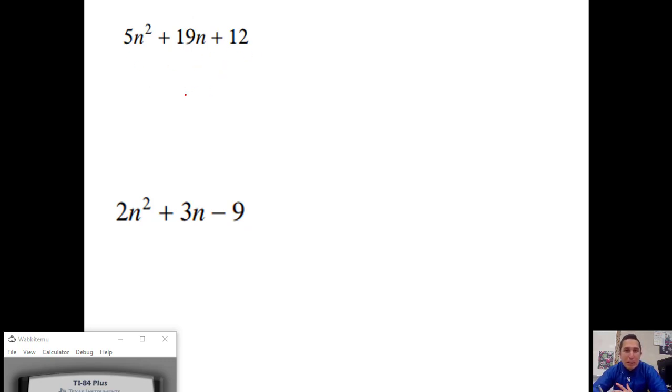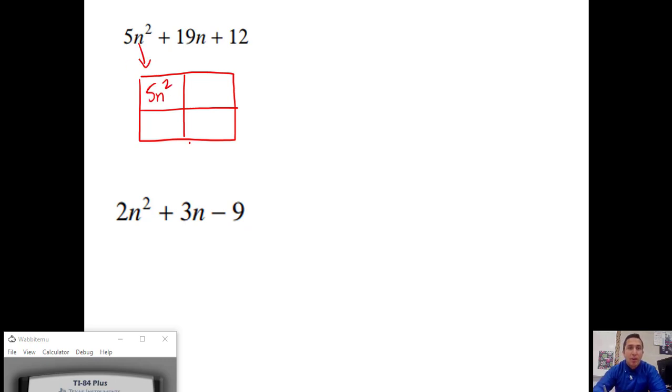I don't know what to do now. It looks so junky and disgusting. Not a big deal. First thing we're going to do is still draw your box. Box is drawn. There it is right there. Line down the middle. Now, you already know what goes in this first square. The 5n squared is going to sit right there. And the plus 12 is going to sit in that last square.